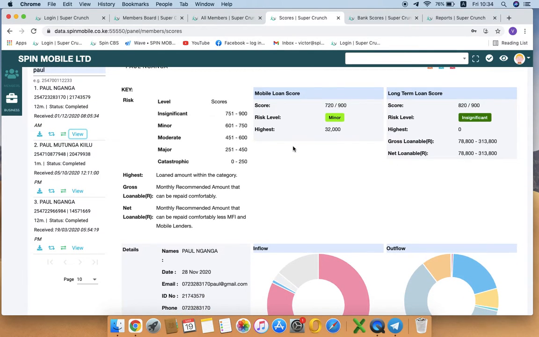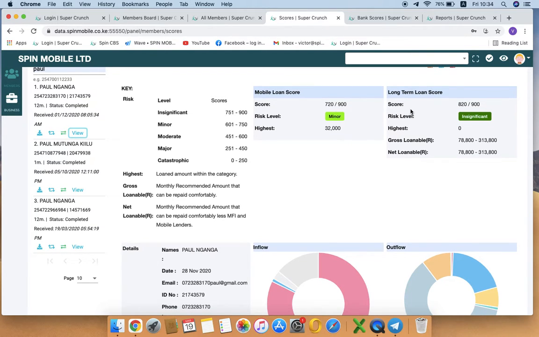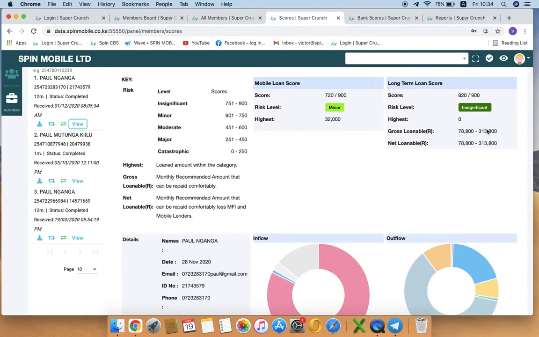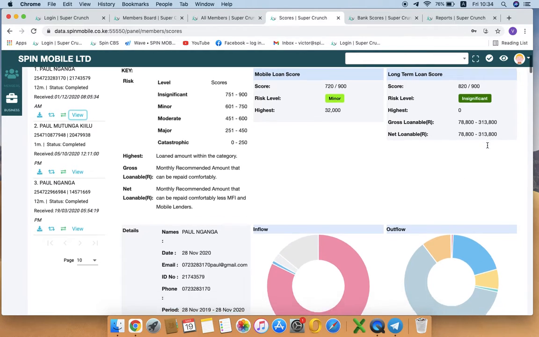Mobile loans are the emergency type of loans that can be accessed through USSD or a mobile app within a financial institution. Naturally or majorly emergency kind of loans, and usually they do not have security. But long-term loans are collateral loans spanning probably, let's say, 3 months to 5 years, often with security or collateral that has been given by the borrower.